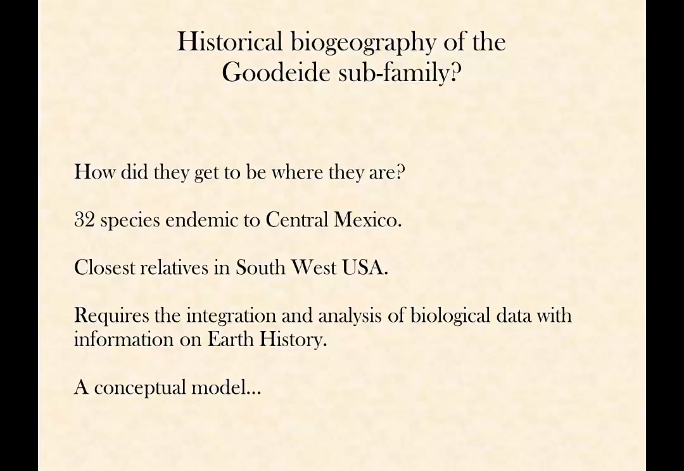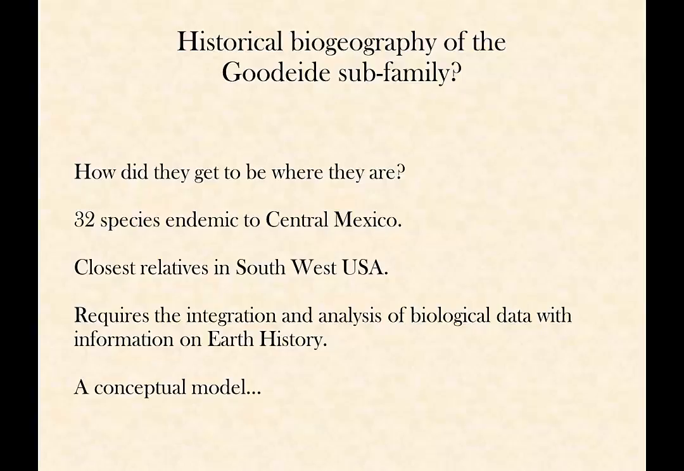So we've got 32 to 35 species in central Mexico, endemic, as in they only live in central Mexico. Why do I say 32 to 35? Well, it all depends on what you call a species. It's not even clear what a species is sometimes, but roughly 32 species. The closest relatives are in southwest USA, so almost certainly they're of North American origin, and the ancestors moved down into central Mexico, where they diversified into about 30 species or so.